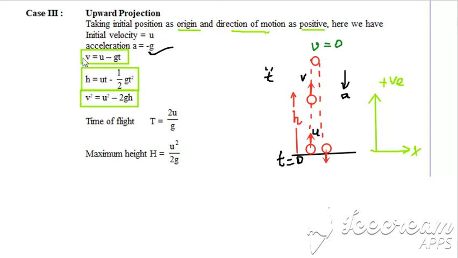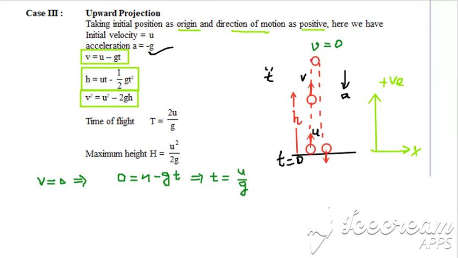Now in equation number 1 we can replace v by 0, and then we can find the time the particle will take to go up. So 0 is equal to u minus gt. From here, t turns out as u by g, where u is the initial velocity and g is the gravity. So that becomes the time of ascent, the time the particle takes to go upward to the maximum height.